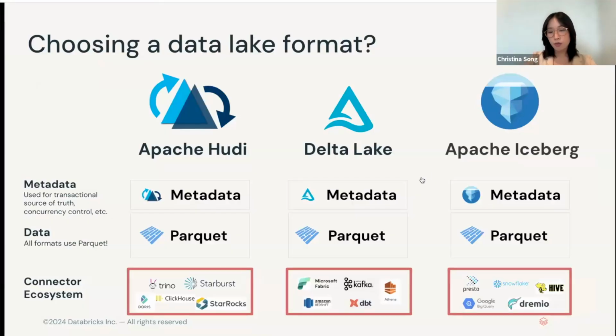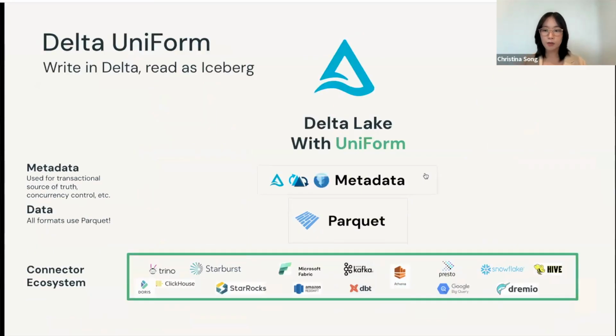So prior to Uniform, you had to choose between these table storage formats that largely serve the same purpose. Each of them have different protocols and features, and each of them have different connector ecosystems, which is why different enterprises decide to choose a data lake format. But with Delta Uniform, customers don't have to choose between table storage formats. Customers can write Delta and access as Iceberg or Hudi downstream.